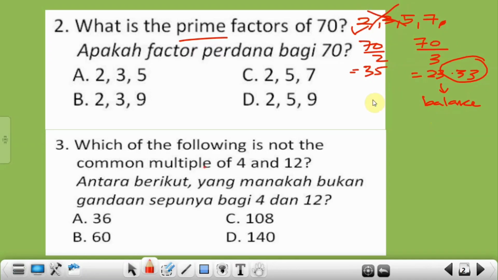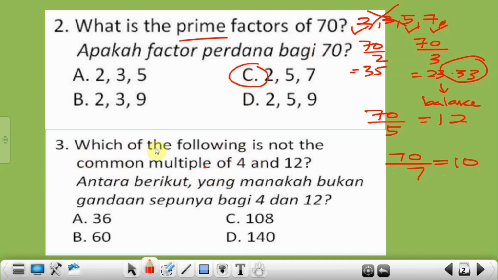Okay, now we go to 5. 70 divided by 5, yes, we can divide it without balance, which is 14. Then yes, 5 is a factor. 70 divided by 7, yes, 10. So now the prime factors of 70 are 2, 5, and 7. So the answer is C.